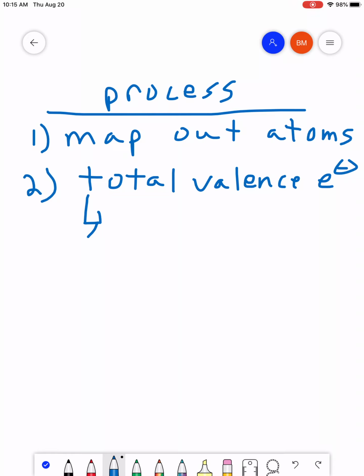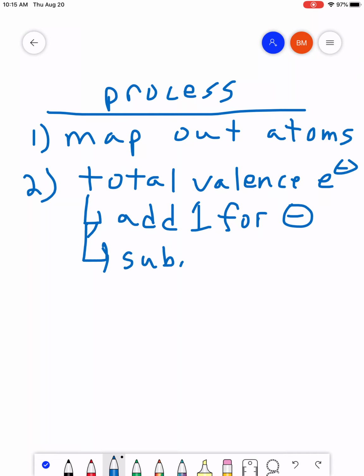All right, so you're going to add 1 to the total for each negative charge, right? So if your formula had a charge of -1, you would add 1 electron to the total. If your formula had a -2 charge, you would add 2 electrons. Conversely, you would want to subtract 1 for each positive charge.